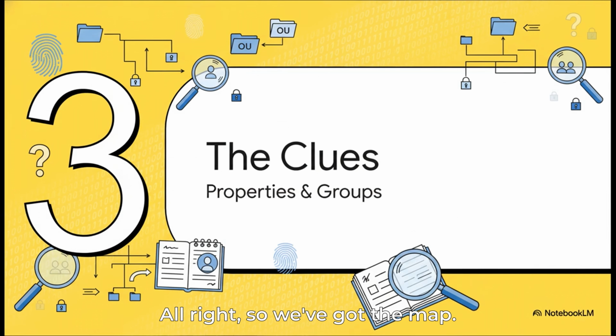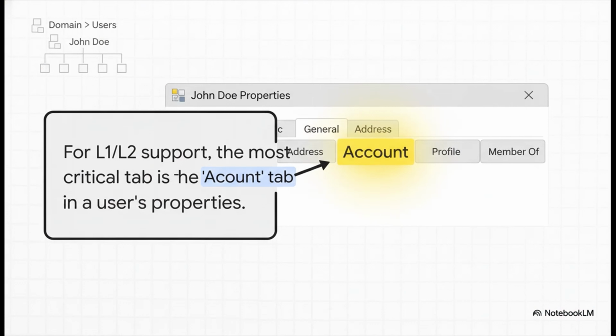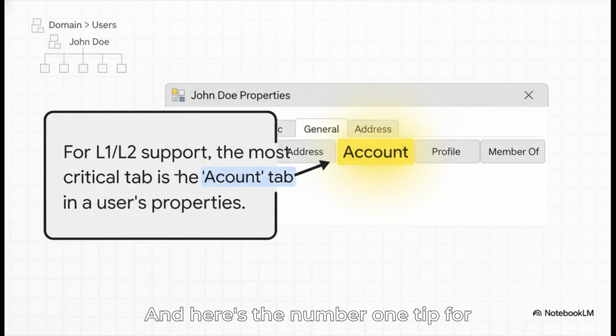All right, so we've got the map. Now it's time for some real detective work. We need to look for clues that will help us solve these tickets. And those clues are almost always hidden in two places: a user's properties and their group memberships. Now, when you finally find a user and open up their properties, you're going to see a whole bunch of tabs. And here's the number one tip for anyone in support: ignore most of them. 90% of the time, the answer you're looking for is right here on the Account tab. This is your mission control.